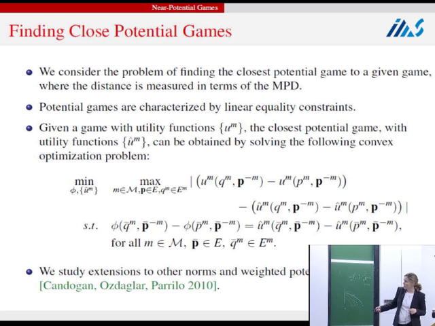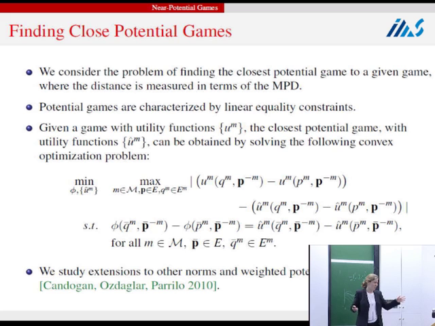But this is a linear constraint, and a little bit of thought goes into establishing that this is a convex function. And this is actually a convex function. Why? Because it's the maximum of, you can put phi and eliminate u hat if you wish. I think I wrote it this way because we also consider projections onto ordinal or weighted potential games.